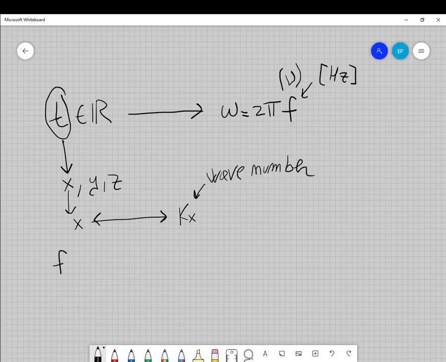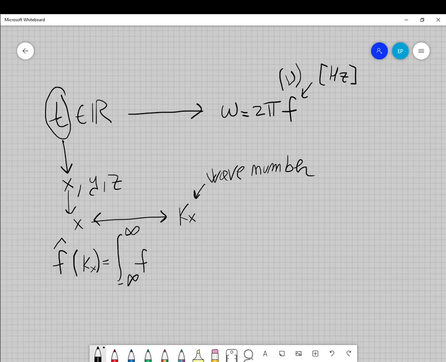If you want to transform the function f of x to the function f hat of kx, there is a similar definition to the ones that we have already seen. So we can integrate from minus infinity to plus infinity. We can also multiply by 1 over square root of 2 pi if you want to get the same constants in the Fourier transform and its inverse. But we are not going to multiply by 1 over square root of 2 pi. So we just keep it as is.